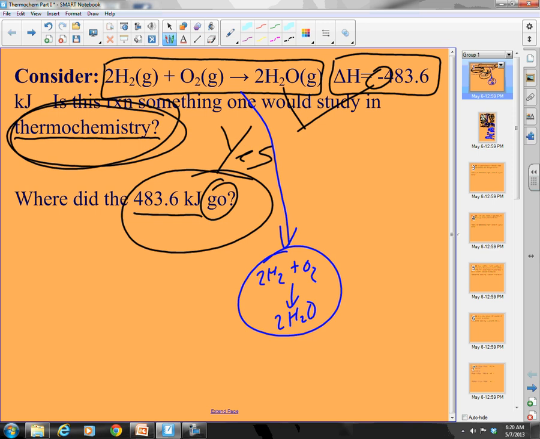And when that happens, what happens? Yoink! I spit out 483.6 kilojoules of heat, right? Since it's negative, that means it was lost. It is exothermic. My products have less energy than my reactants. And where did that energy go? It went someplace. It went from where? Well, this is my system, so it went into the surroundings, because it doesn't disappear, or else we would violate the first law of thermodynamics.